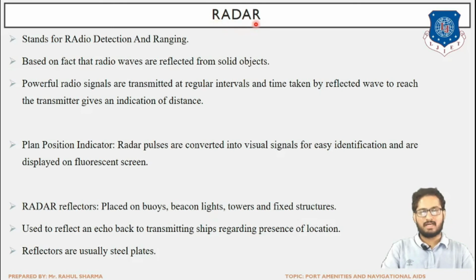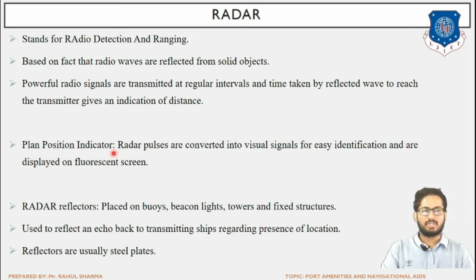And next is radar, that is the radio detection and ranging. Radar word we have already come across previously. So based on the fact that the radio waves are reflected from solid object. So it is based on the principle of reflection that the solid object will be reflecting the wave which is incident on it. Powerful radio signals are transmitted at regular interval, and time taken by the reflected wave to reach the transmitter gives the indication of distance. So basically this point we have seen in the previous slide, that is the time taken to reach the point from where the wave was emitted.